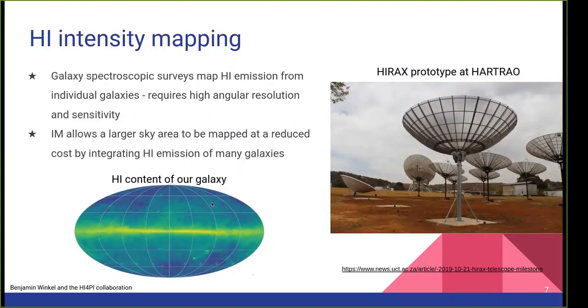Okay, so now that we discussed the KSZ signal, we can move on to the H1 signal. You could use galaxy surveys, for instance, and cross-correlate that with the KSZ signal. That has been done numerous times. But another option is to use intensity mapping, which is what we're planning to do with HIRAX. So H1 intensity mapping is really useful because unlike galaxy surveys, we are not interested in resolving individual galaxies. So H1 intensity mapping requires a lot less time and is a lot more cost efficient. The bottom plot just shows the H1 content of our galaxy, and the plot on the right is the 8-dish prototype of HIRAX that's at HARTRAO at the moment.